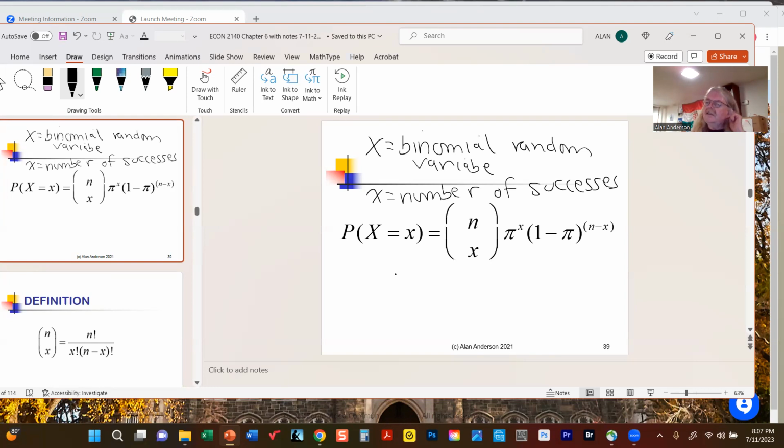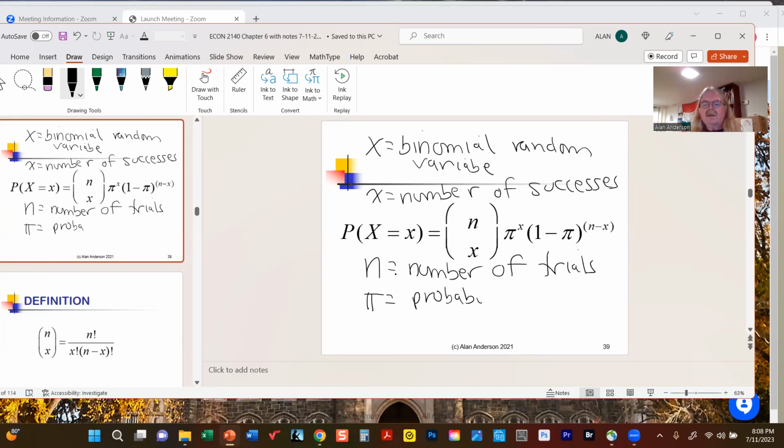So if we're trying to figure out, let's say we flip the coin 10 times and we want to know the probability of getting 4 heads, then lowercase x would be 4. N is the number of trials. And as I've already mentioned, pi is the probability of success. Which if you define heads as success, that means this is the probability of heads. And that implies, because there's only 2 possible outcomes, that 1 minus pi is the probability of failure.